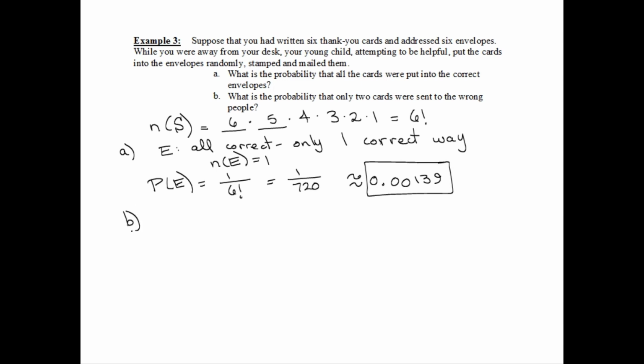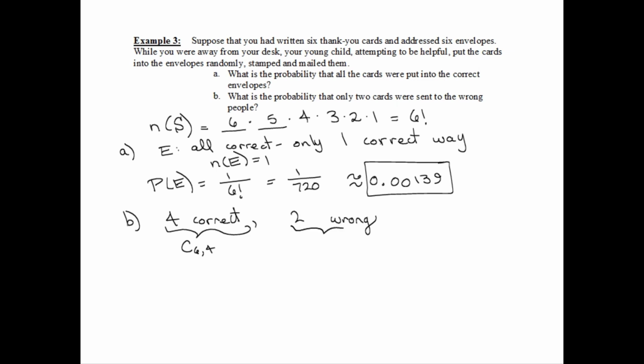Now let's look at the probability that only 2 were sent to the wrong people. So that means that 4 are correct and 2 are wrong. How many ways are there to choose 4 to be done correctly? There are 6 cards. If we choose 4 to be correct, that means we've got combination 6, 4.